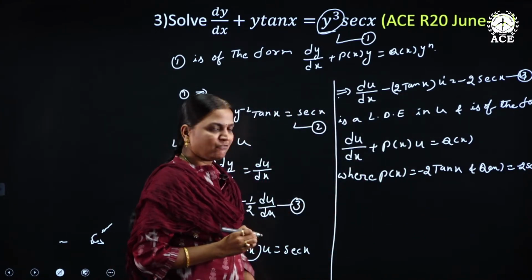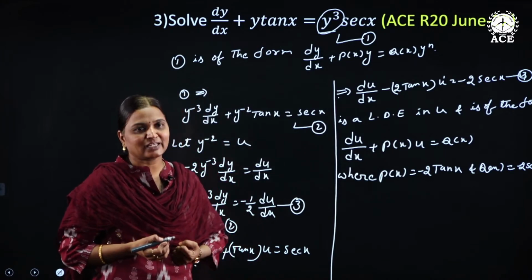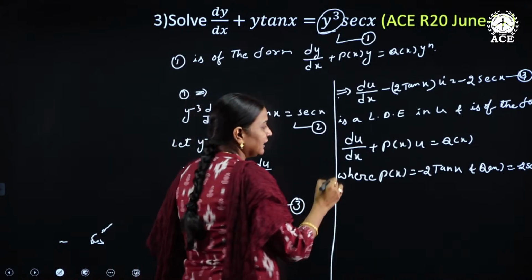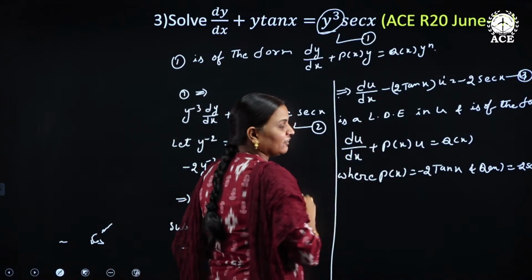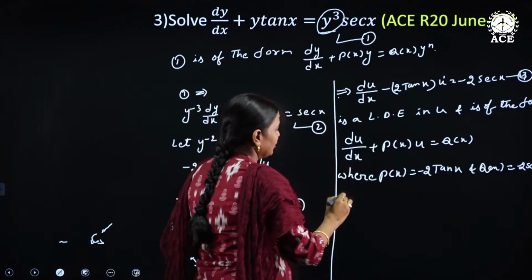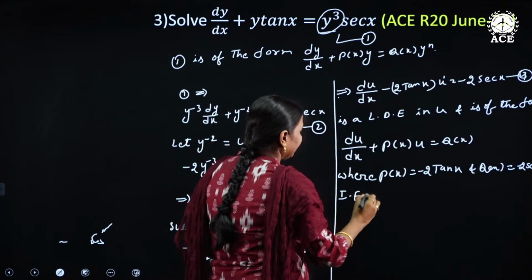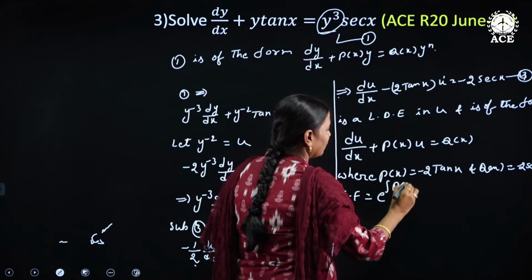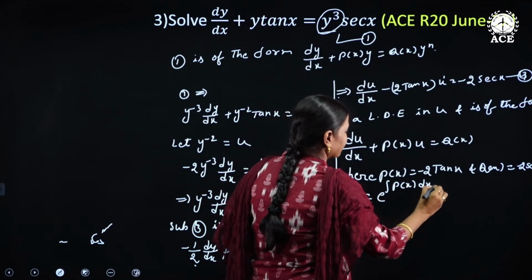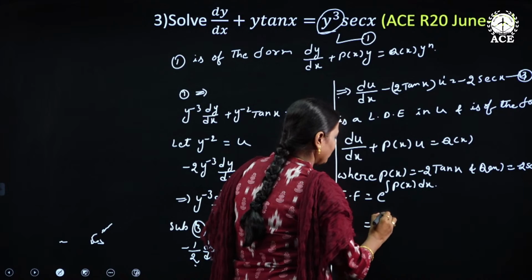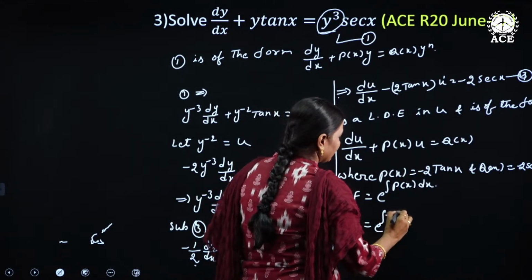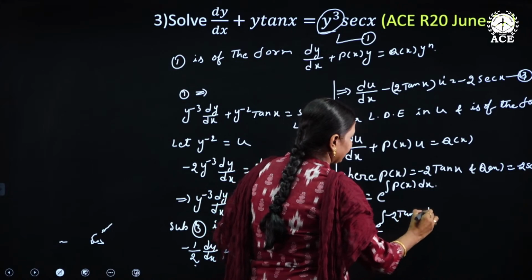Next, after identifying p of x, what is our next step? Finding the integrating factor. Now find the integrating factor of equation 4, not the given equation. So what is the integrating factor? Integrating factor is equal to e to the power integral p of x into dx, which is equal to e to the power integral, what is our p of x? Minus 2 into tan x into dx.